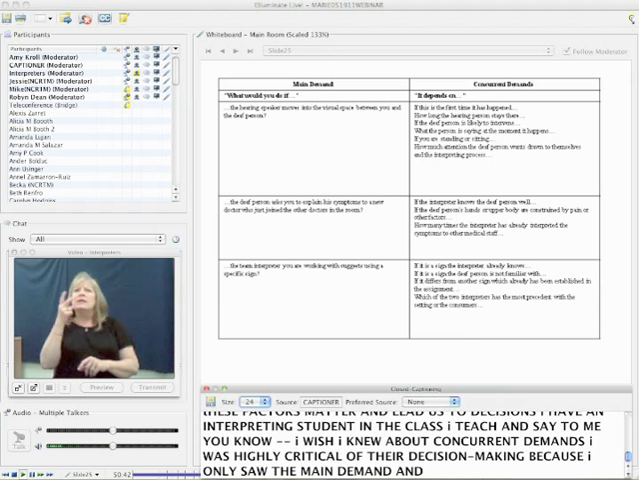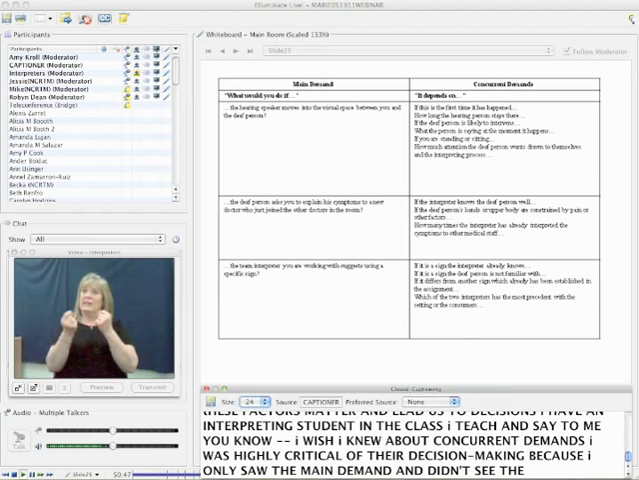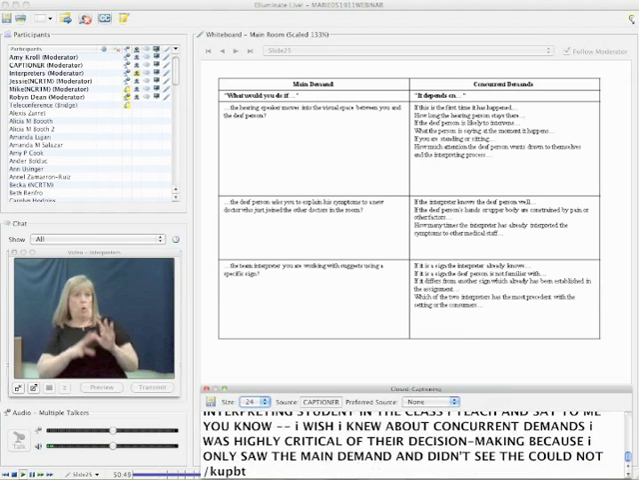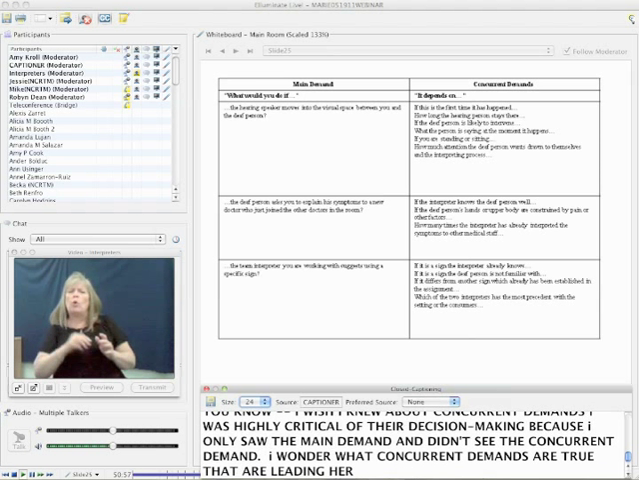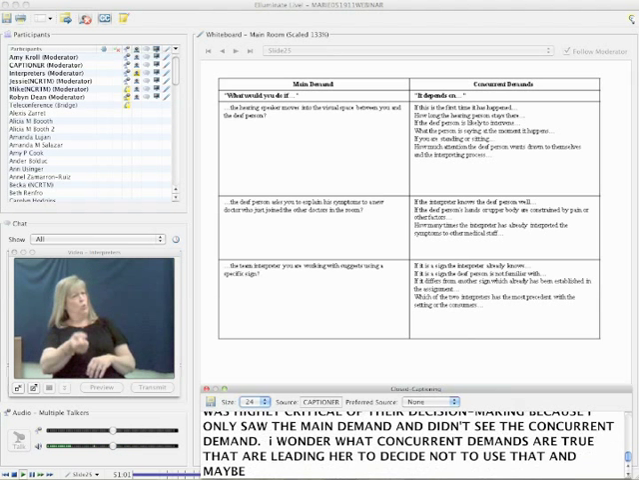And even as a team person, if I throw out a sign to my team interpreter and she doesn't choose it, do I have the ability to think to myself, I wonder what concurrent demands are true that are leading her to decide not to use that? And maybe that's something I need to understand as a practitioner within that individual.